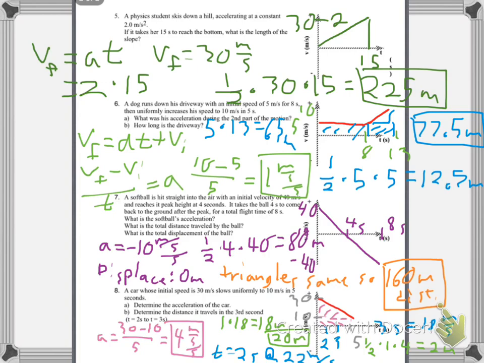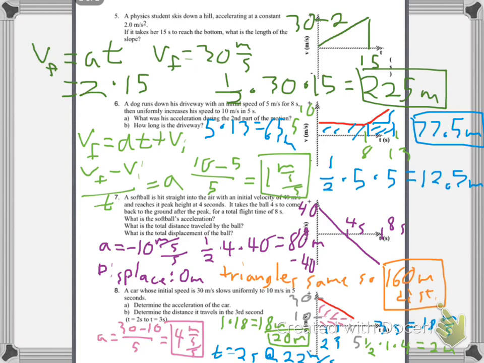Number 6, the dog will run uniformly with an initial speed of 5 meters per second for 8 seconds. So for 8 seconds he runs at a constant velocity of 5 meters per second. And then he begins to accelerate, so he increases to 10 meters per second in 5 seconds. So what is his acceleration during the second part?